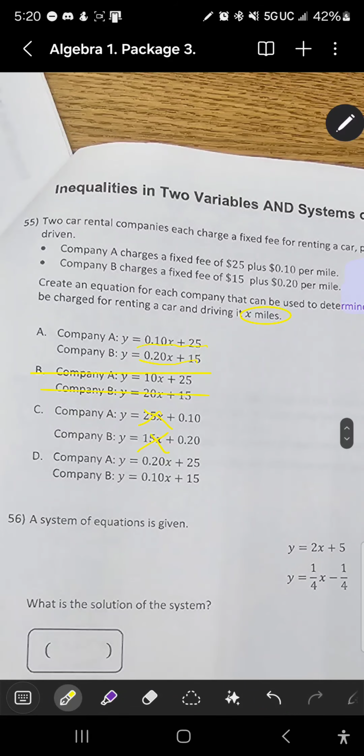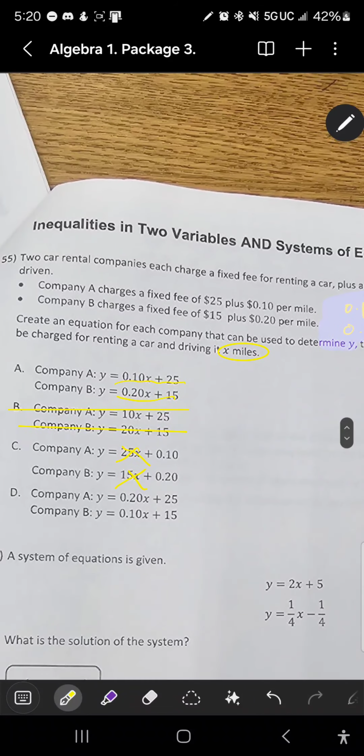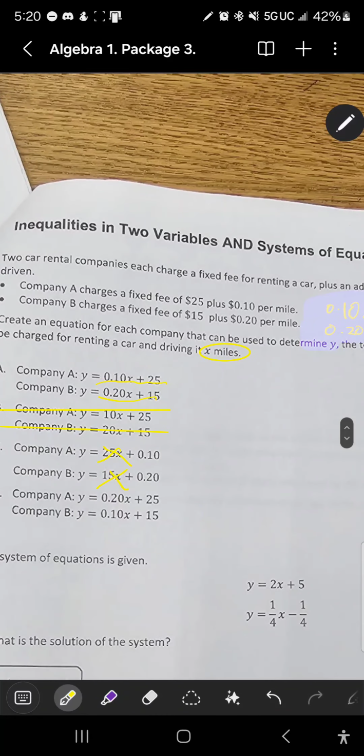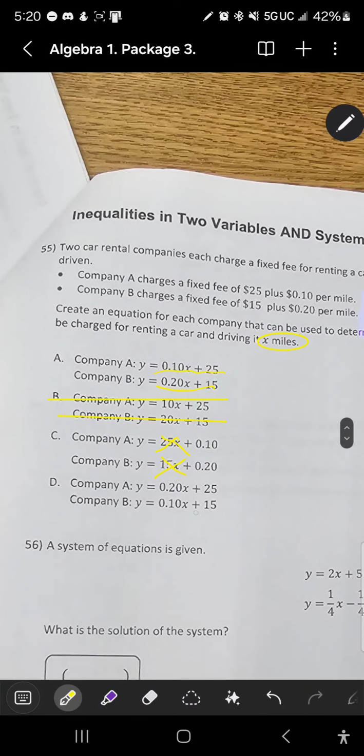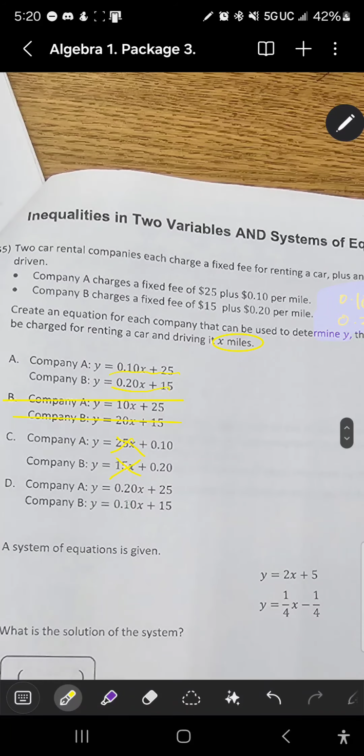And then here, technically they are right. No, they are not. I just thought they were inverted, but this is the rate for B and this is the intercept for A, so just not in the right place. Also, you can get rid of this one really easily, because they're putting the 0.20 with the 25, which are two different companies, and then they're putting the 10 with the 15, which are two different companies. So you can get rid of that one.